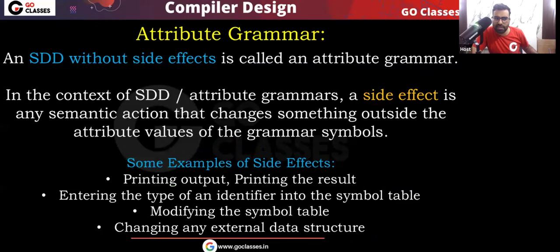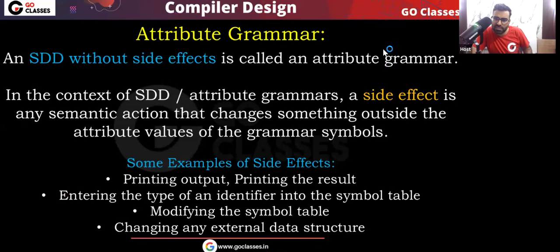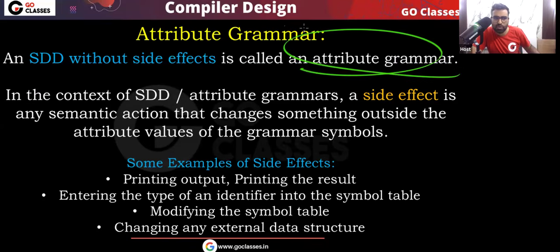A question came in the GATE exam based on the definition of attribute grammar. Based on this screenshot in front of you right now, one question came in the GATE exam which was asking the definition of attribute grammar. So I hope you understood it. An attribute grammar is basically an SDD without side effects.